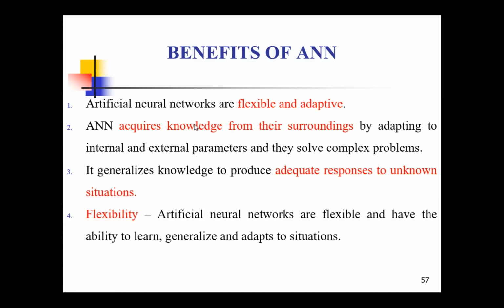Then flexibility. These ANNs have the flexibility to learn. That's why it is a subtopic of artificial intelligence that is used in robots. So this artificial neural network model is based on the adaptive learning of machines.